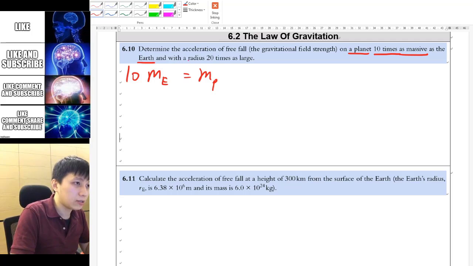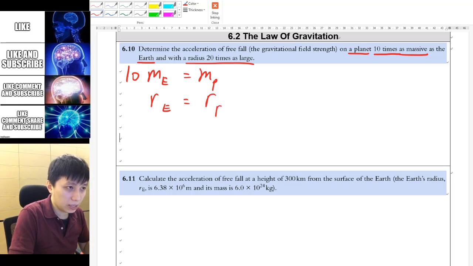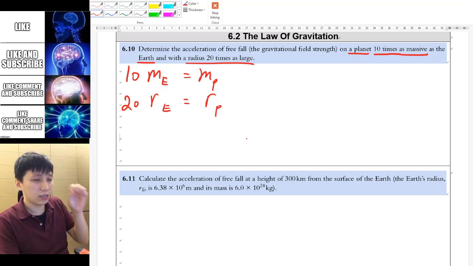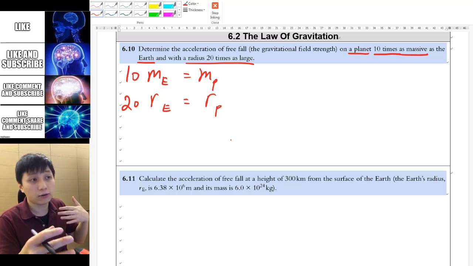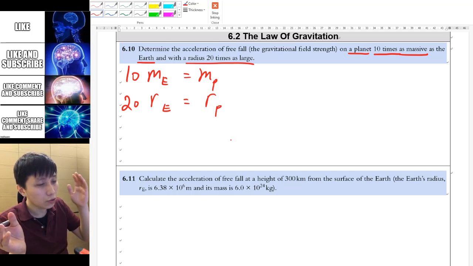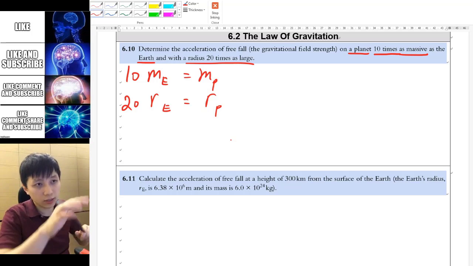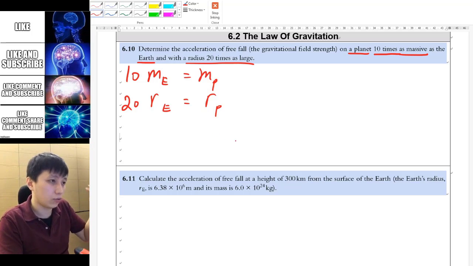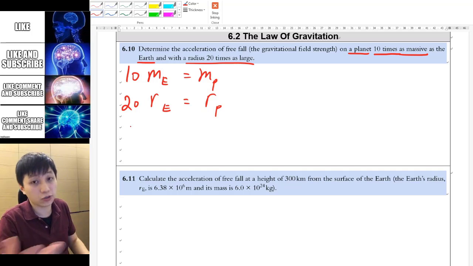The other one is talking about the radius is 20 times as large. So if RE is the radius of the Earth, then RP is the radius of the planet, and this one is 20 times of the one with the Earth. So I would strongly recommend whenever you see this kind of question, when you try to calculate the ratio, you should firstly translate the words of the questions into an equation. So then this will help you to solve the questions later on.